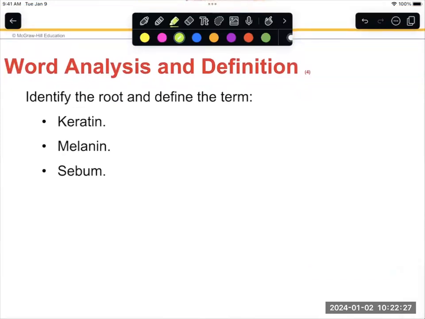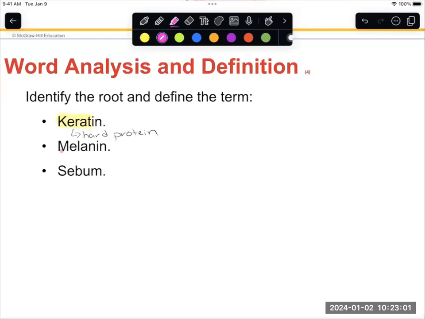So, keratin, melanin, and sebum. Let's start with keratin. Kerat means hard protein. That hard protein, keratin, is present in your hair, your nails, and your skin.